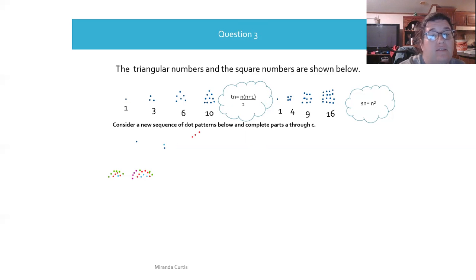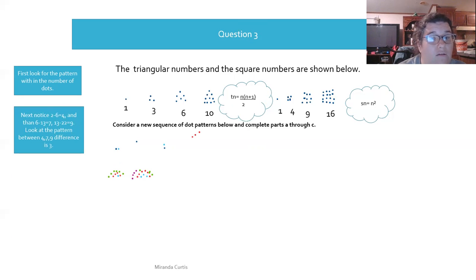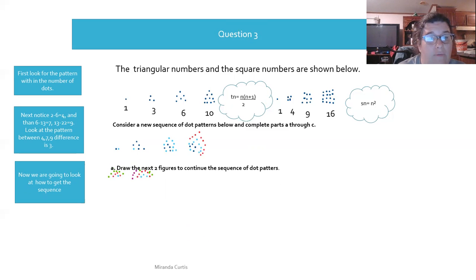Now it says consider a new sequence, adopt the pattern below to complete parts A through C. I know I still have some dots up here, sorry. We're going to start out with 2 dots. It says first look for your pattern within the number of dots. So we have 2. Then we go to the next one.